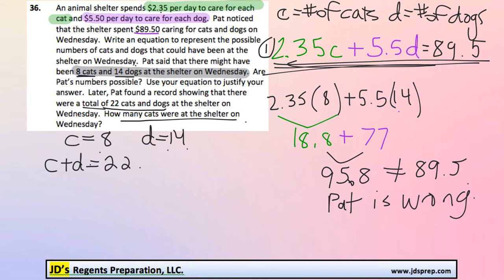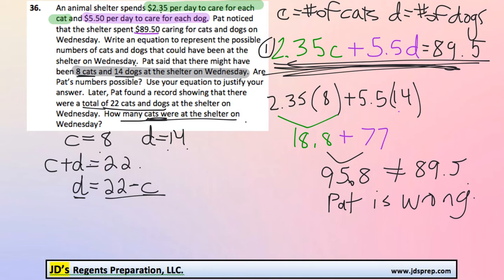So what we're going to do with both of these equations to solve is use the process of substitution. I'm going to isolate D, and that's going to become D is equal to 22 minus C. And I want to do that because we want to get rid of D, because we want to find out how many cats are at the shelter. So going back to this original equation up here, I'm going to substitute D for 22 minus C.